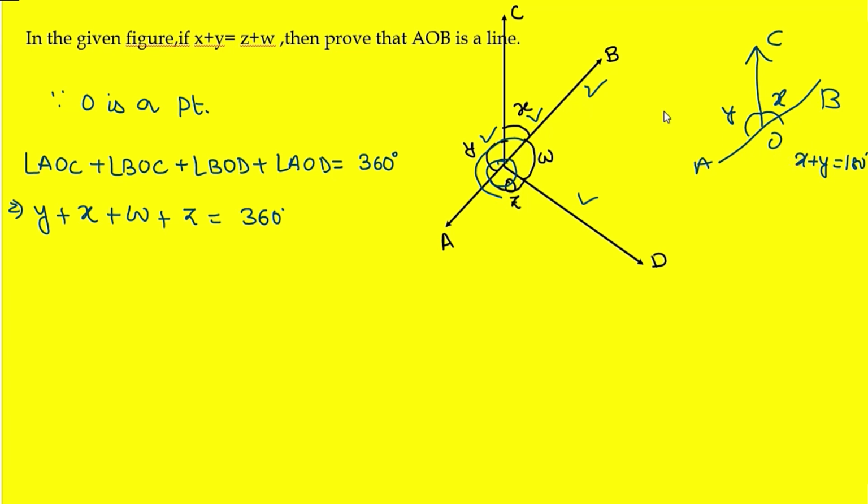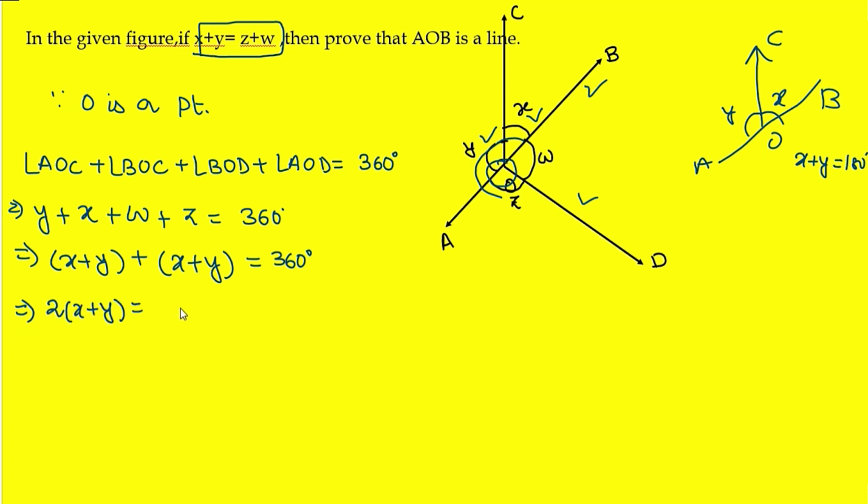This is also very easy because the condition is already given: X plus Y equals Z plus W. So keeping X plus Y intact and writing Z plus W, we get X plus Y plus X plus Y equals 360 degrees. So 2 times X plus Y equals 360 degrees, so X plus Y equals 180 degrees. Therefore AOB is a line. Proved.